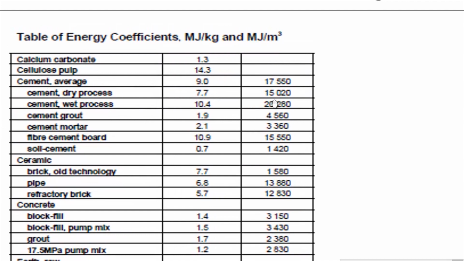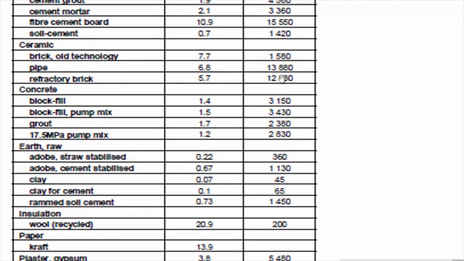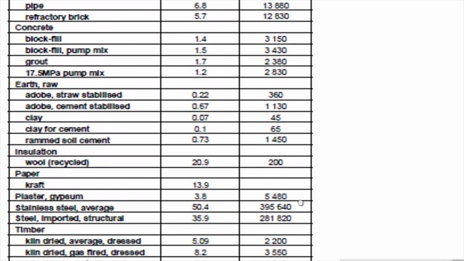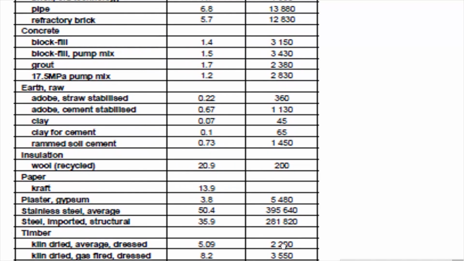Next comes cement, at 20,280 megajoules per meter cube of energy used, and ceramic materials like 13,880 and 12,830 megajoules per cubic meter. And timber, if you look at the value, shows a very constant factor of about 1000 to 3000 or 4000.